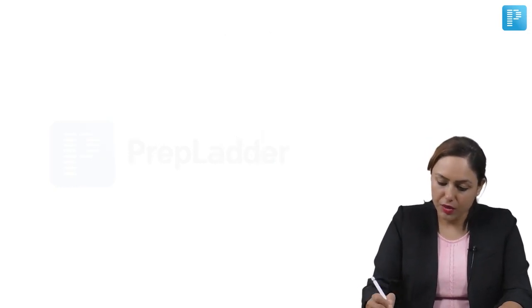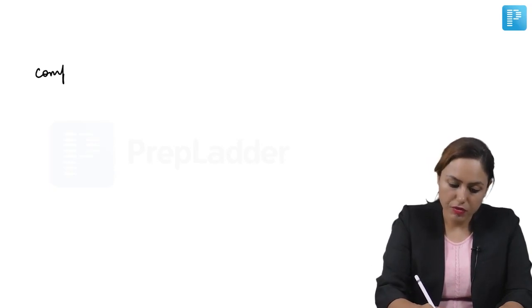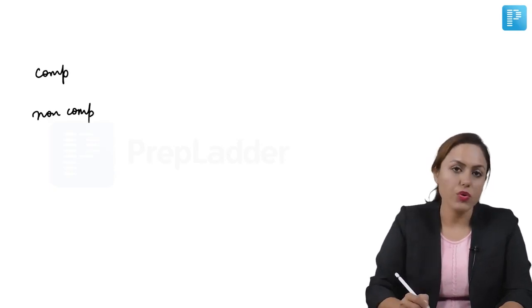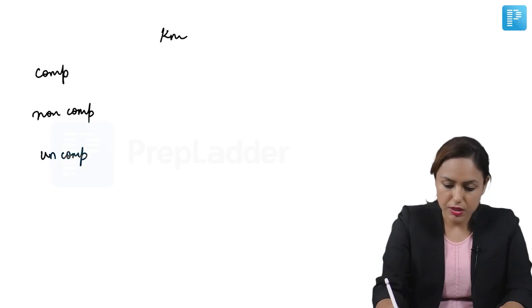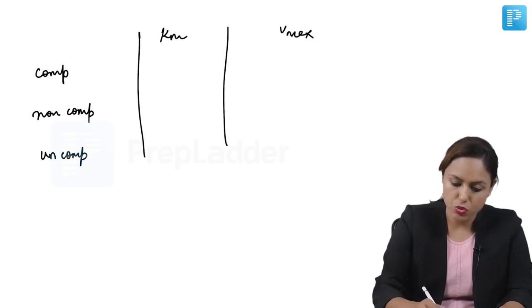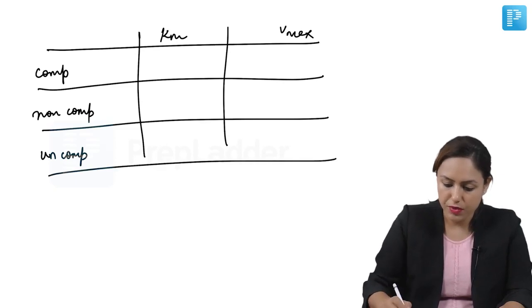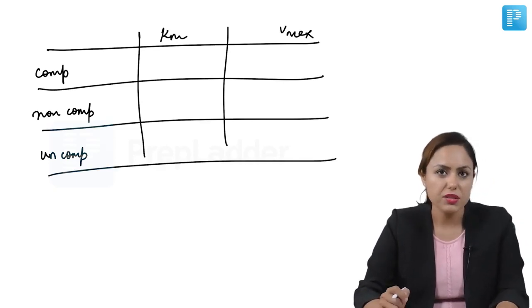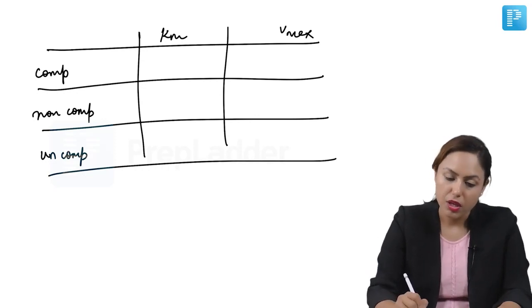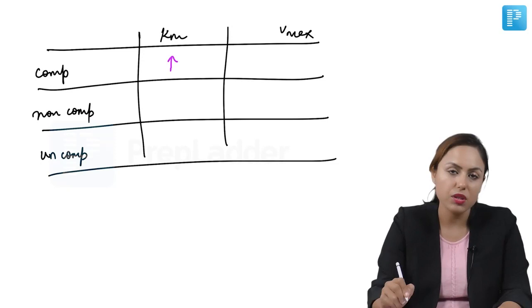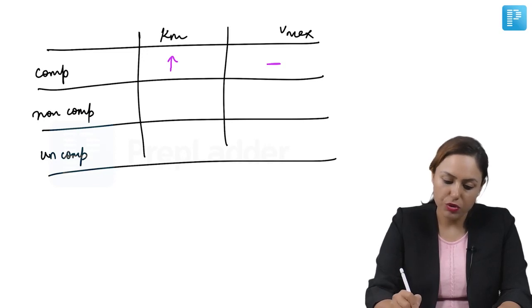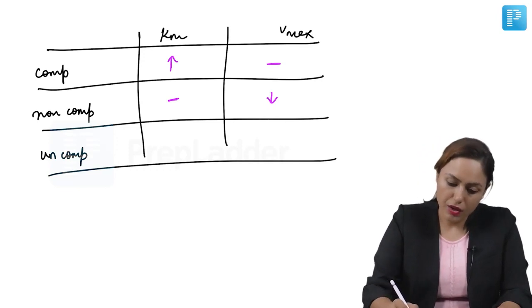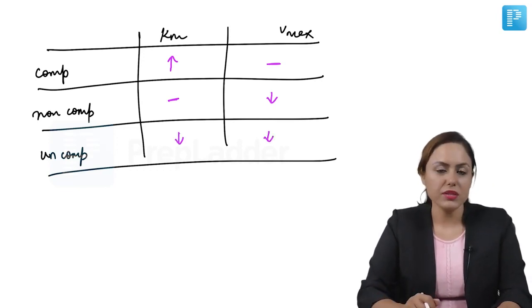Then next in enzymes we will do competitive inhibition, non-competitive inhibitor and uncompetitive inhibitor. In these cases, what happens to Km and Vmax? These questions are asked. So you can make this easy table and learn here. In competitive inhibition, I told you, Km is increased, right? And Vmax will be same. In non-competitive inhibition, Km is same and Vmax decreases. And in uncompetitive inhibition, both Km and Vmax decrease.